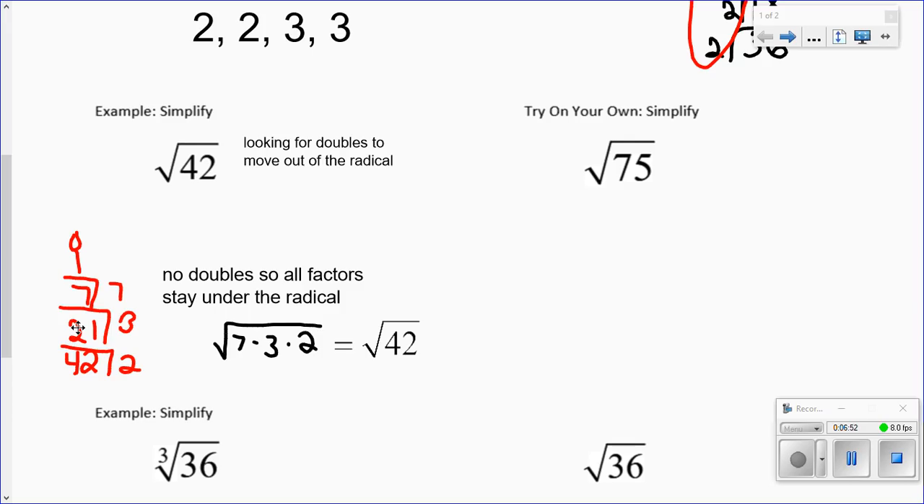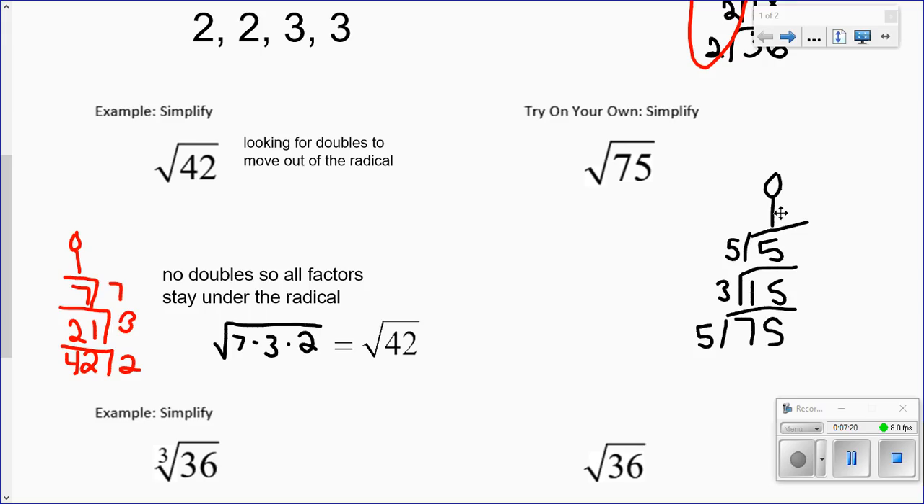Okay? Let's try this one, the square root of 75, because this one is a little bit better at explaining what to do when there are doubles. Okay? So the very first thing I'm going to do is create my birthday cake. There you go. So I have 75 on the bottom. I think 5 goes into that. So I divide it by 5, I get 15. Well, 3 goes into 15, so I pulled 3 out. And then I get 5 on the top, 5 goes into 5, creating my candle.